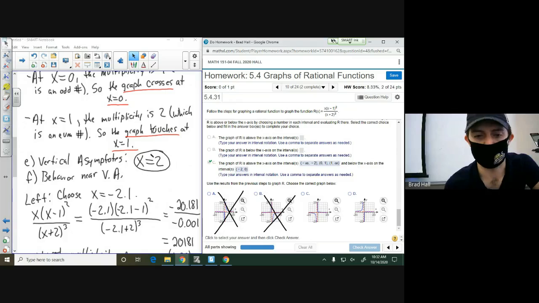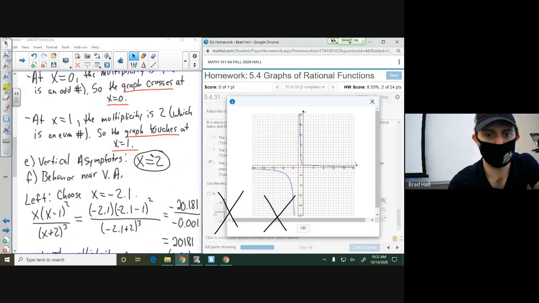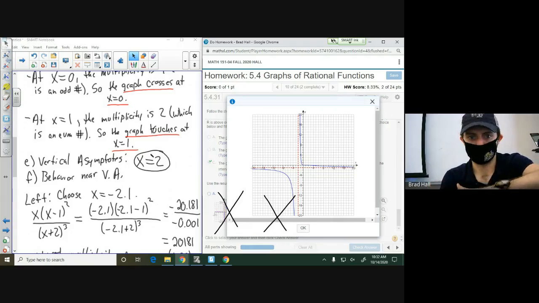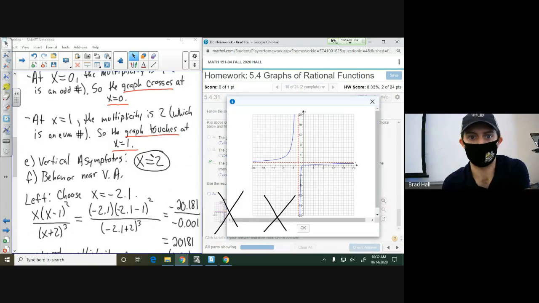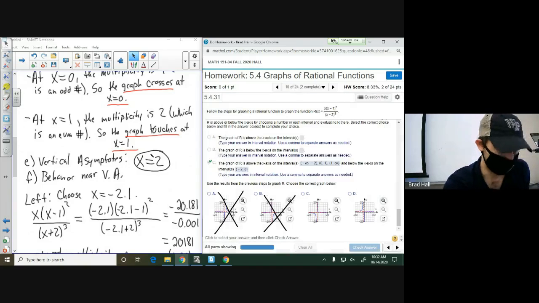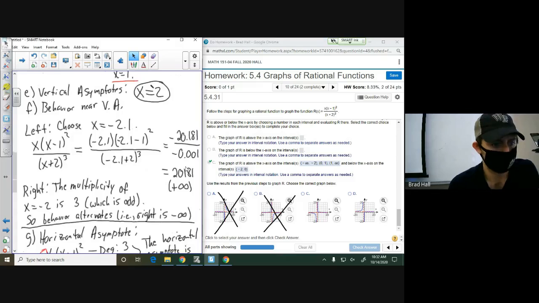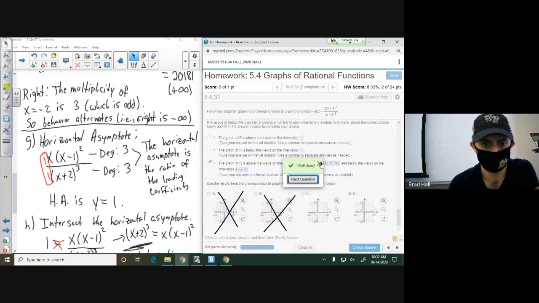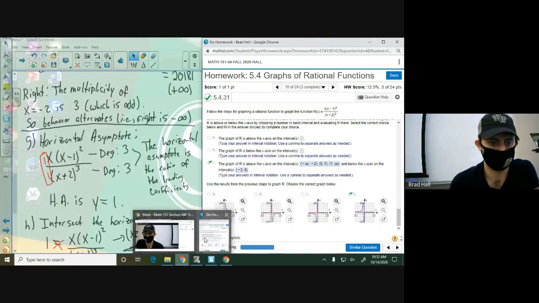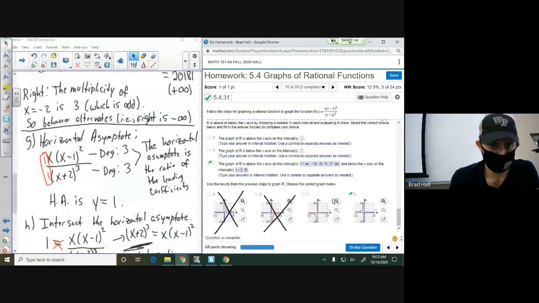So both C and D have the vertical asymptotes in the right spot. But what about the horizontal one? This one says the horizontal asymptote is at -1, as opposed to this one, which says that the horizontal asymptote is at +1. So which one is it? We found that it's +1, so it has to be answer choice D. And so that concludes this problem.